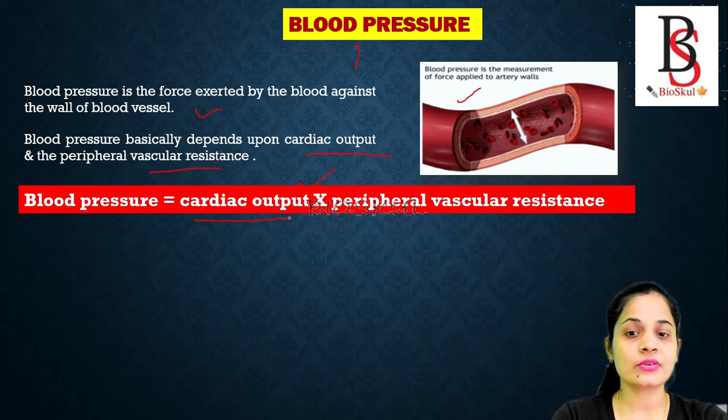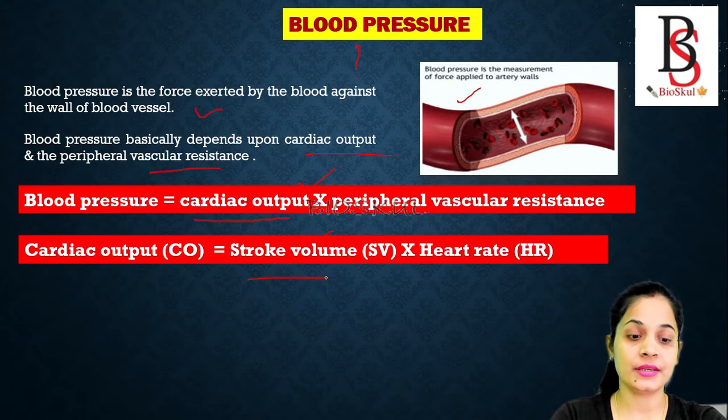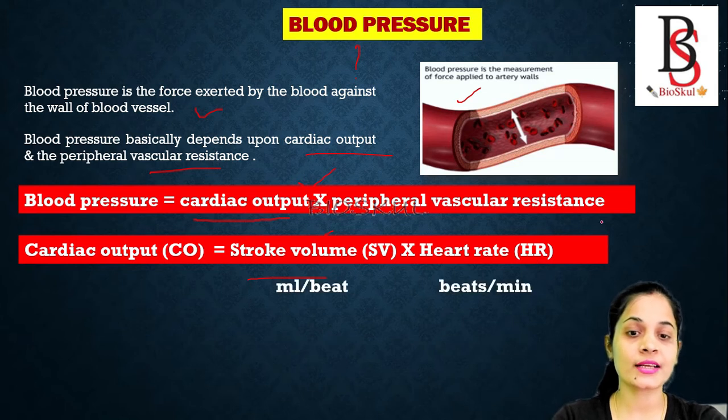So first we will see what is cardiac output. Cardiac output is calculated by multiplying the stroke volume with heart rate. So what is stroke volume? Stroke volume is the volume of blood that is ejected by the ventricles per beat. Heart rate is the number of beats per minute. So we can write it like this.